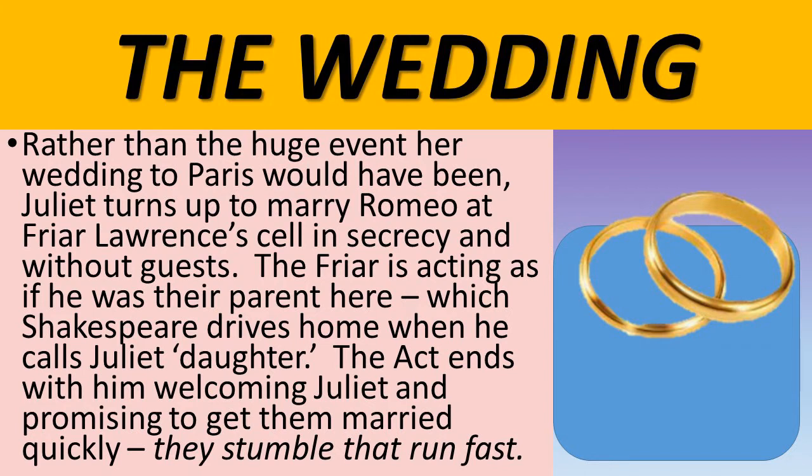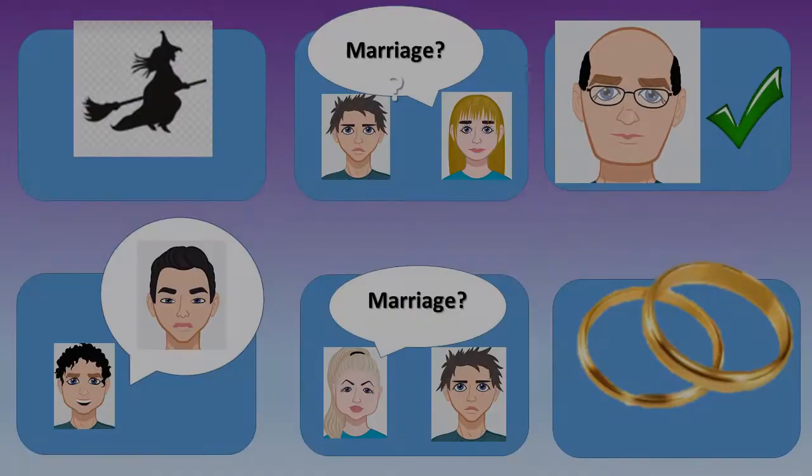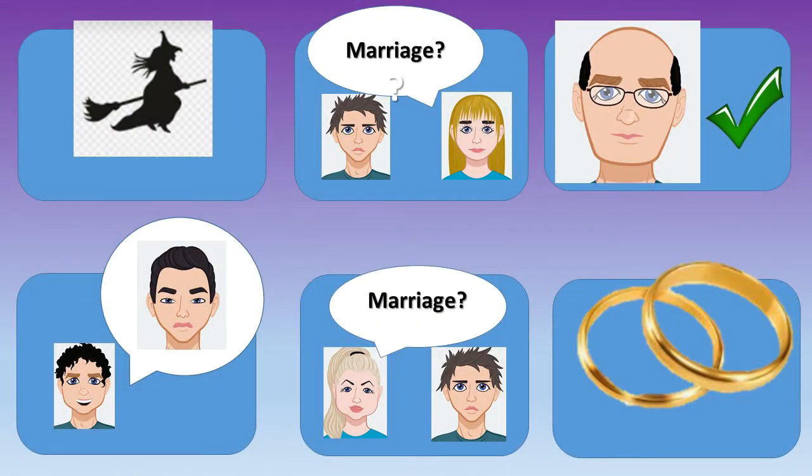They stumble that run fast, which is something that he says earlier on to Romeo when he's talking to him initially about his feelings for Juliet. So a reminder to you here, these are the events of the act. You should now be able to explain exactly what happens.